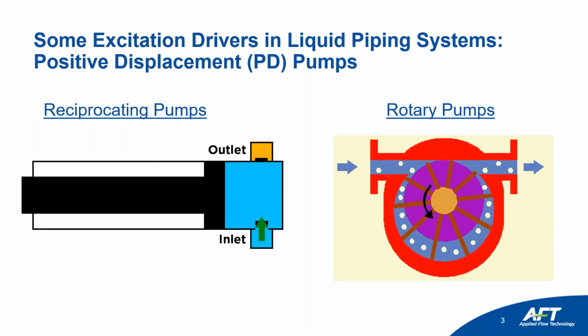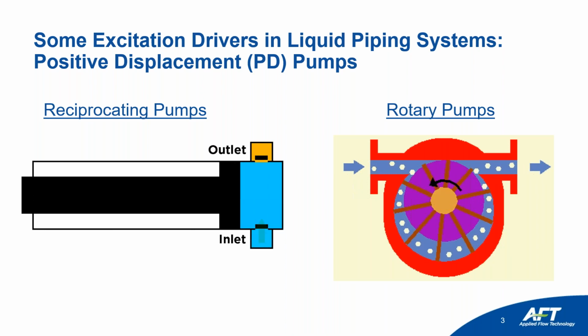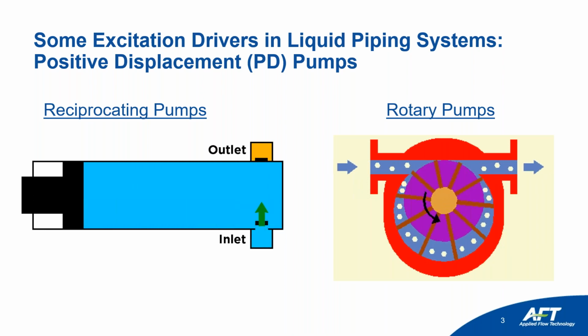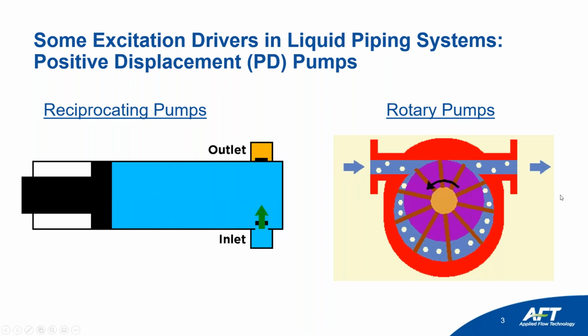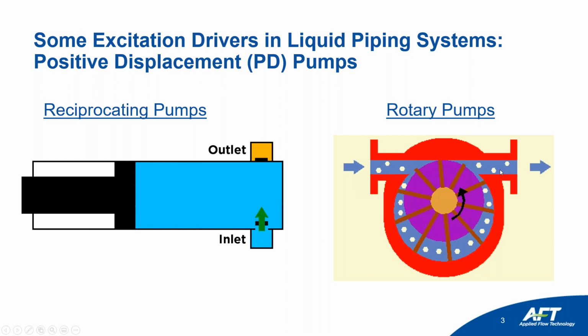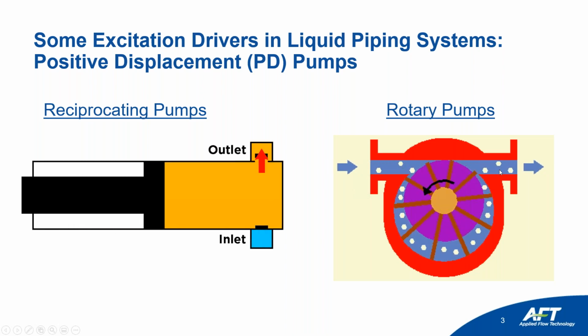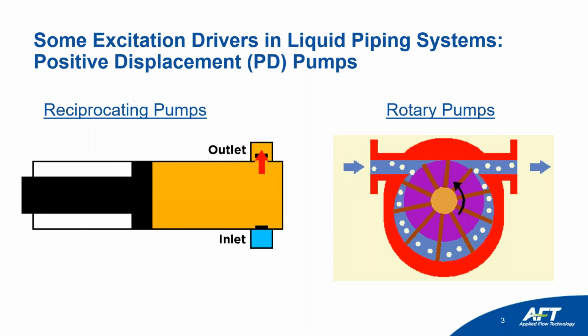The same thing happens for rotary pumps. In this case, different chambers are filled from the inlet and injected in the outlet, creating the fluctuation of the flow, creating the fluctuation of the pressure, and consequently the vibration observed due to this equipment.